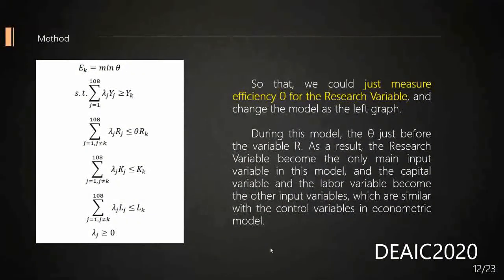So we could just measure the efficiency theta for the research variable and change the model as in the left graph. You can see the theta is just about R. In the model, theta is just before the variable R. As a result, the research variable becomes the only main input variable in this model, and the capital variable and the labor variable become the other input variables, which are similar to the control variables in econometric models.